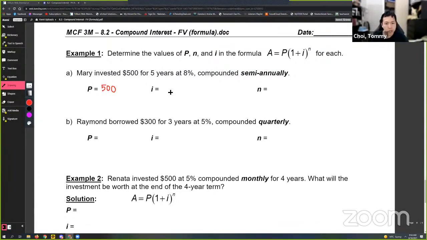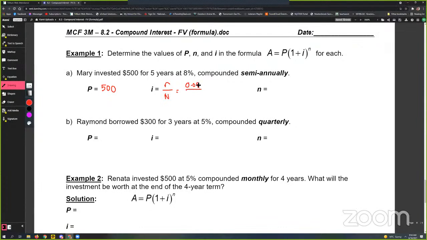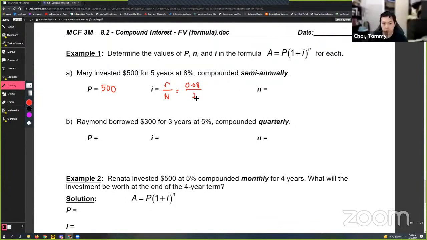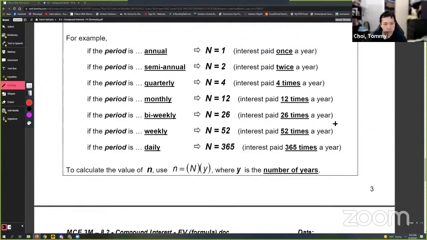Our interest rate here, remember, it's R over N. So our rate is actually 0.08 divided by semi-annually, which is 2. So that's what we're going to be doing here. That's actually going to give us 0.04. And our N value, the number of years, is going to be 5 times 2, which is 10. Any questions?